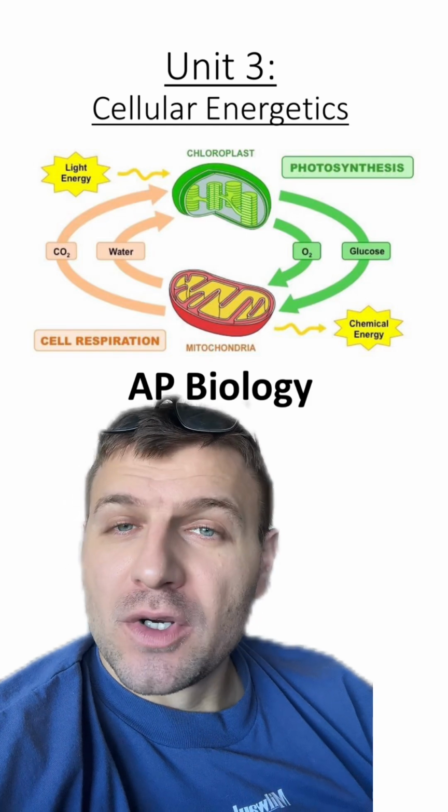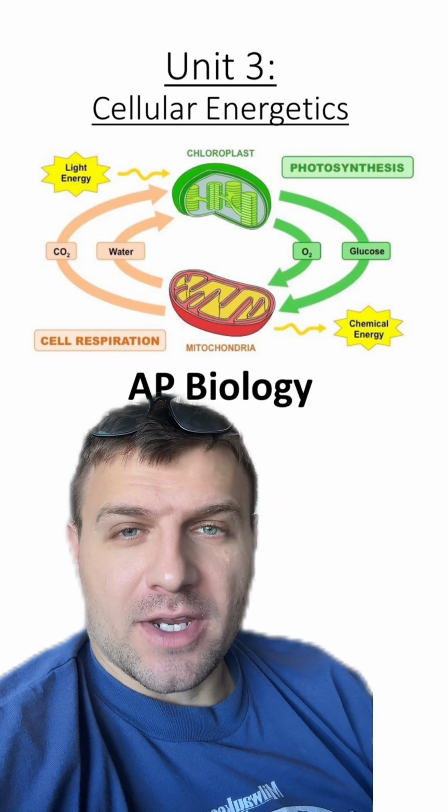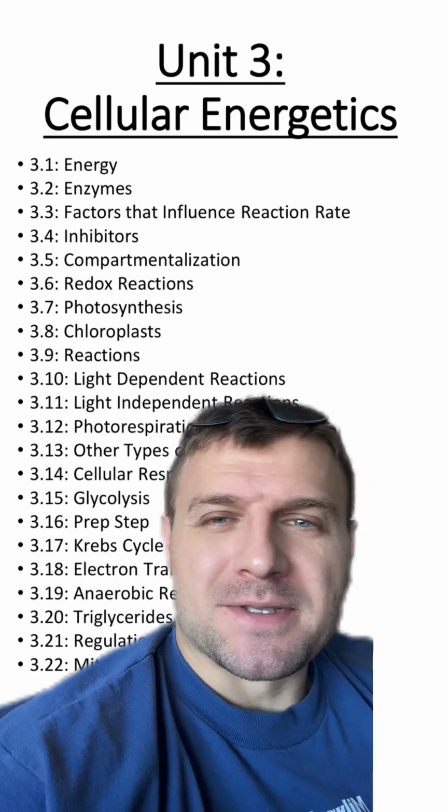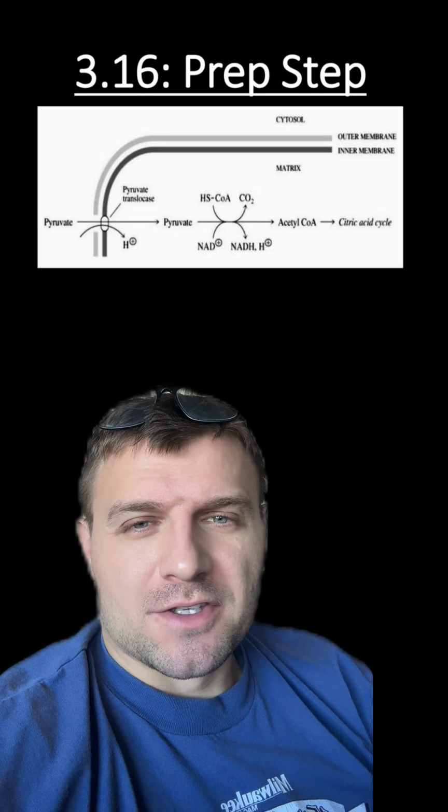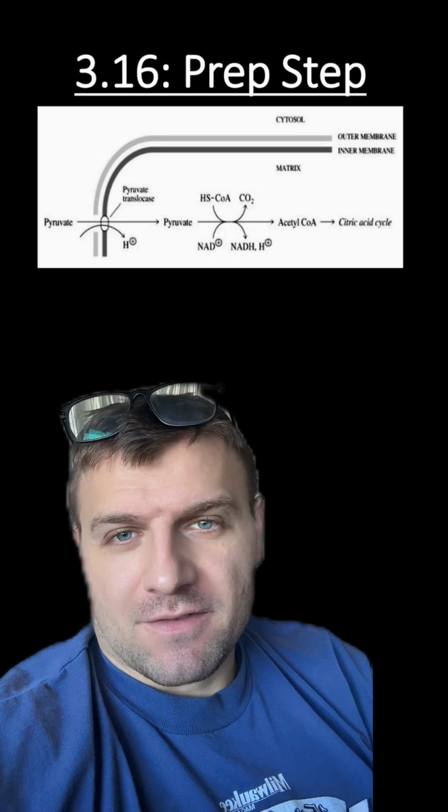Hello, AP Biology students. We're going to go over the 16th section in Unit 3. And in this section, we're going to talk about something called the prep step. The prep step comes after glycolysis and occurs in the matrix of the mitochondria.